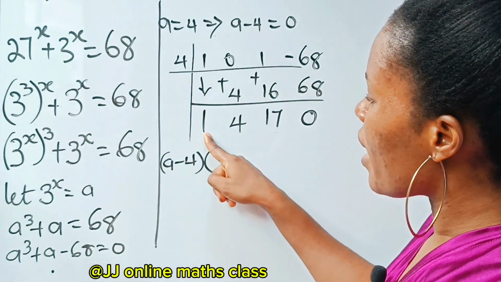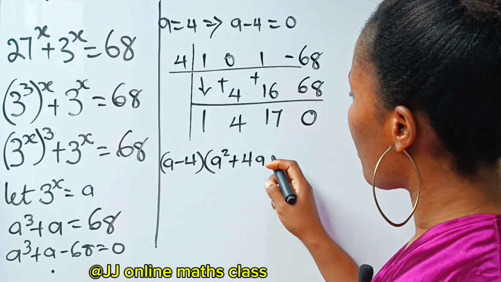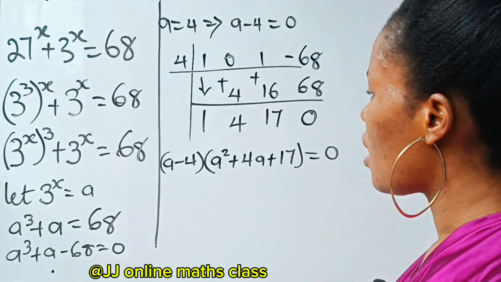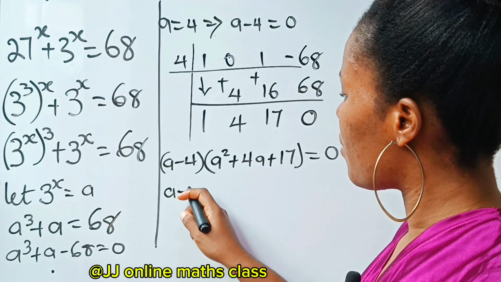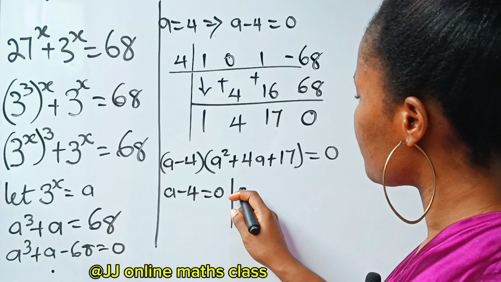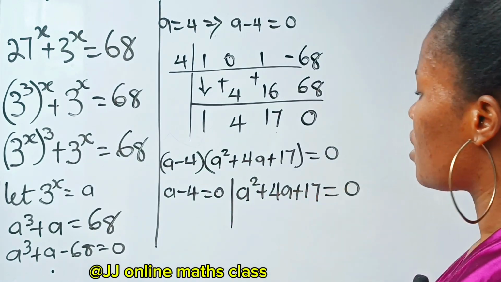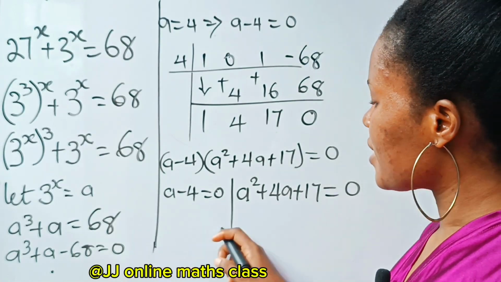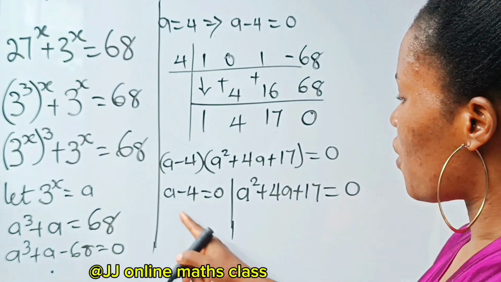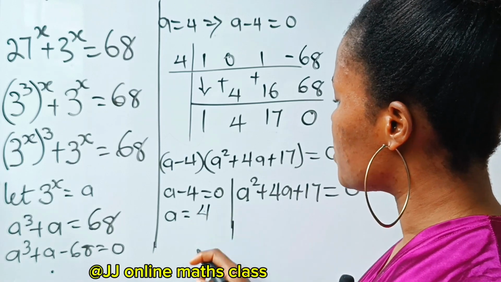So that means that we have 1a squared. So we are going to have a squared plus 4a plus 17 is equal to 0. Okay, so that simply means that a minus 4 is equal to 0, and a squared plus 4a plus 17 is also equal to 0. Now like I said, we are not looking for the value of a, we are actually looking for the value of x. Okay, now from here we can say that a is equal to what? This will cross to become positive 4.